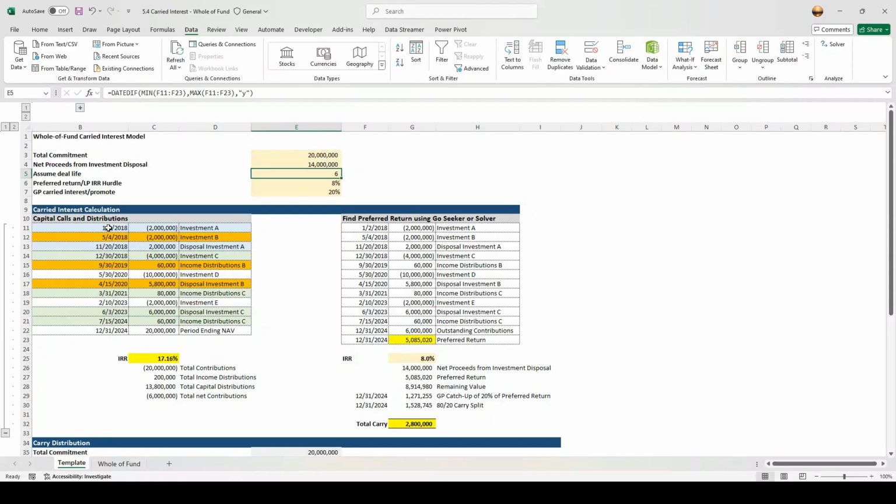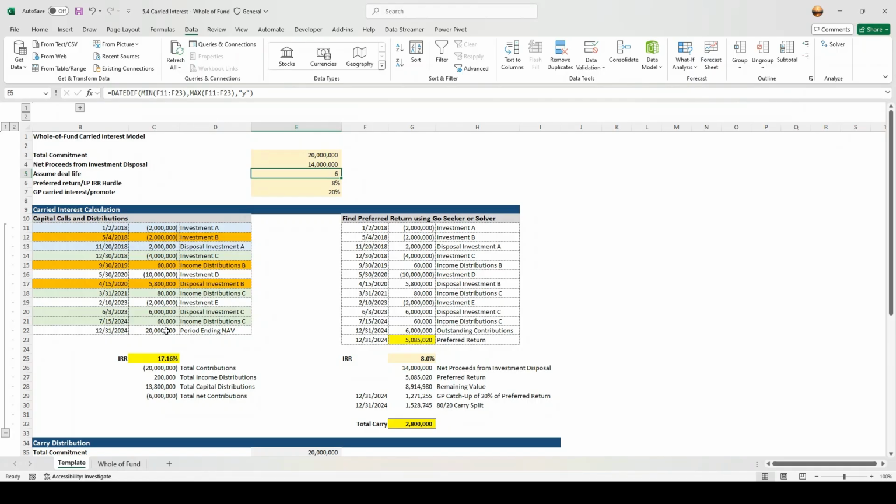On the left-hand side, it's a hypothetical cash flows. We have A, B, C, D, E, 5 deals in these funds, and I highlighted them to just make it easier to read. And these are the assumed activity for each of the investment in the fund life.